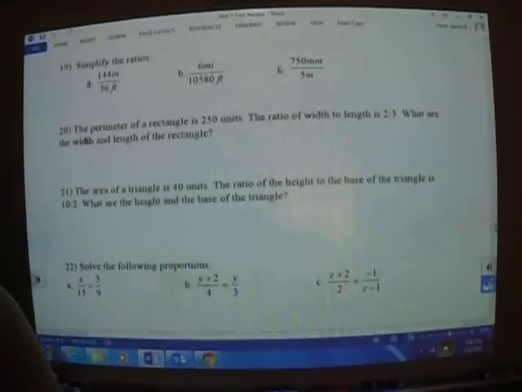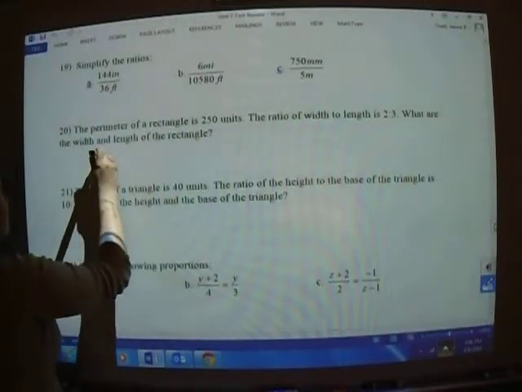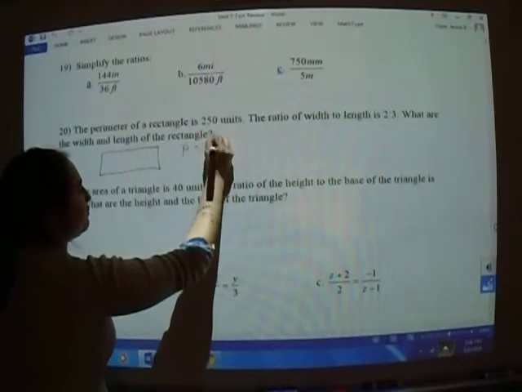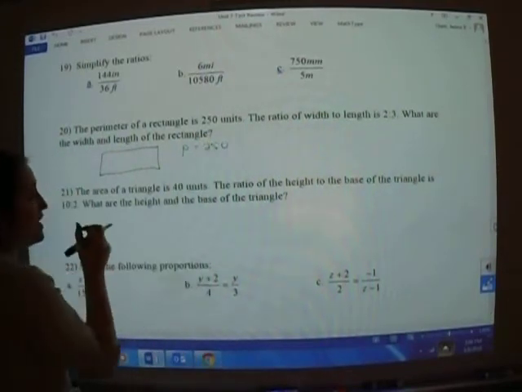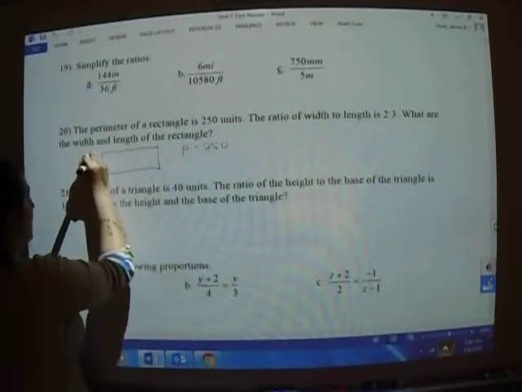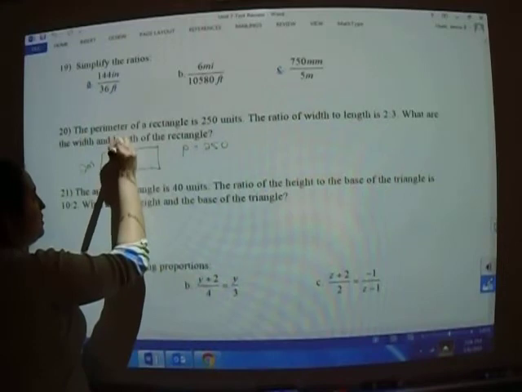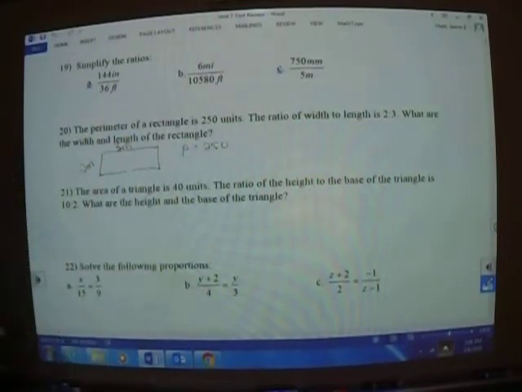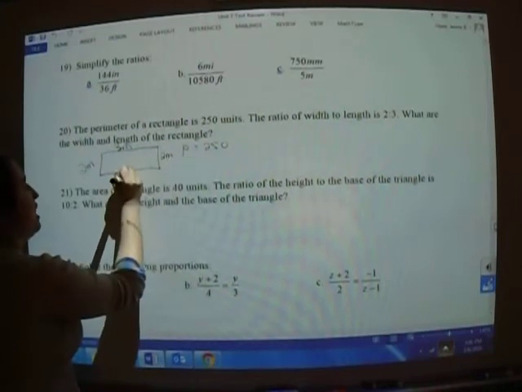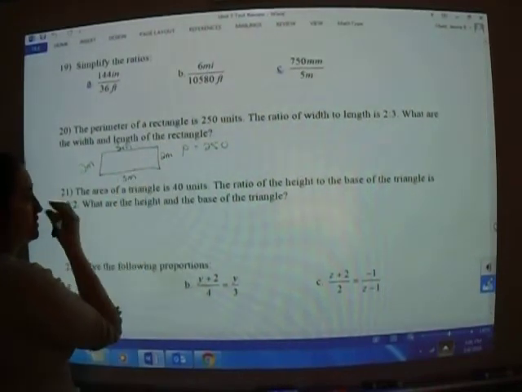Okay. Number 20. The perimeter of a rectangle is 250 units. So rectangle P, which is our perimeter, equals 250 units. The width to length is 2 to 3. So let's use our dummy variable. I'll use m. I like to use m. So 2m and 3m. Okay? So this is also 2m because it's a rectangle. And this is also 3m because it's a rectangle.